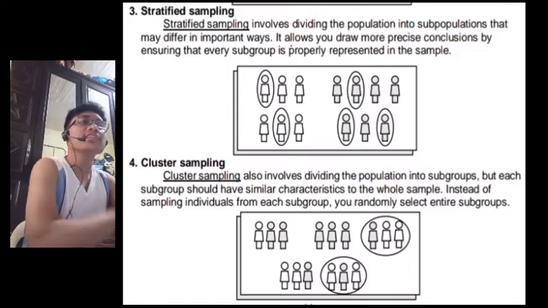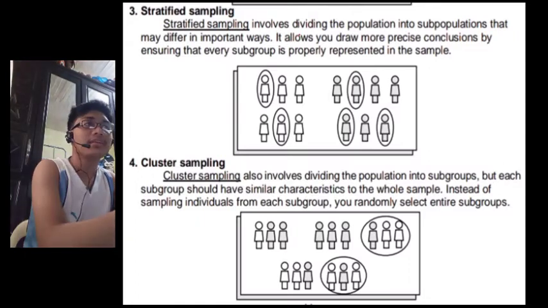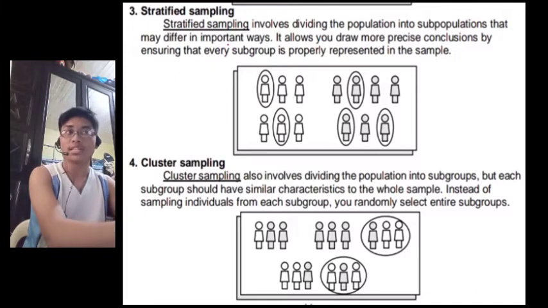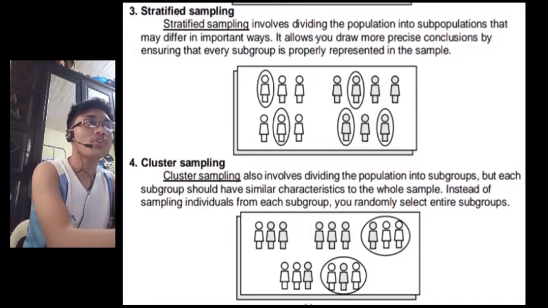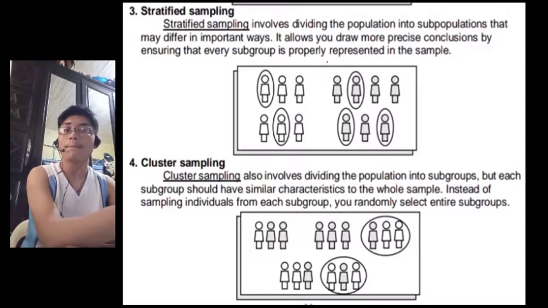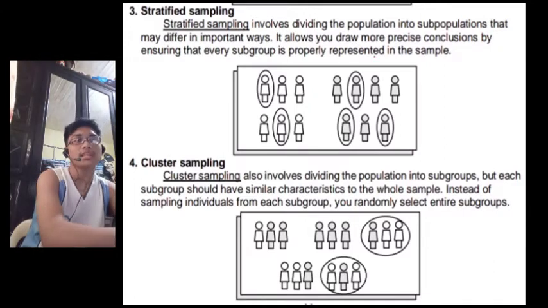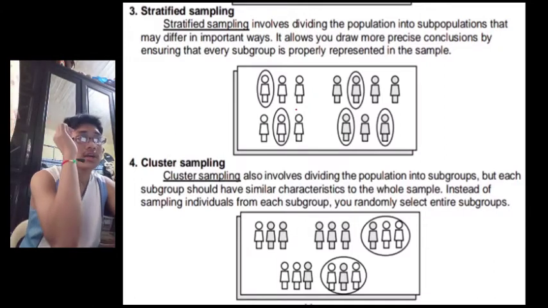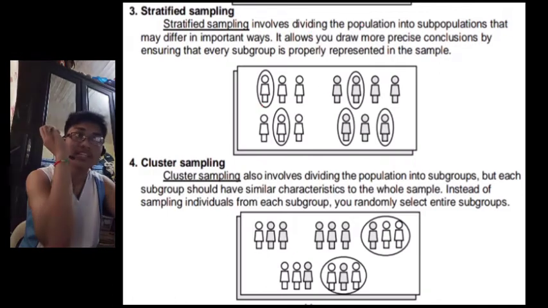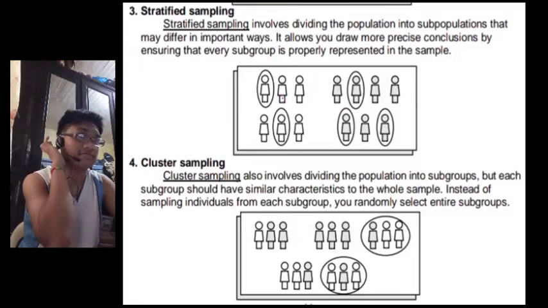Stratified. Stratified sampling involves dividing the population into subpopulations that may differ in important ways. It allows you to draw more precise conclusions by ensuring that every subgroup is properly represented in the sample. So, yun, kasi makita niyo, dividing the population. Kung naka-divide na siya, you are going to divide it again.